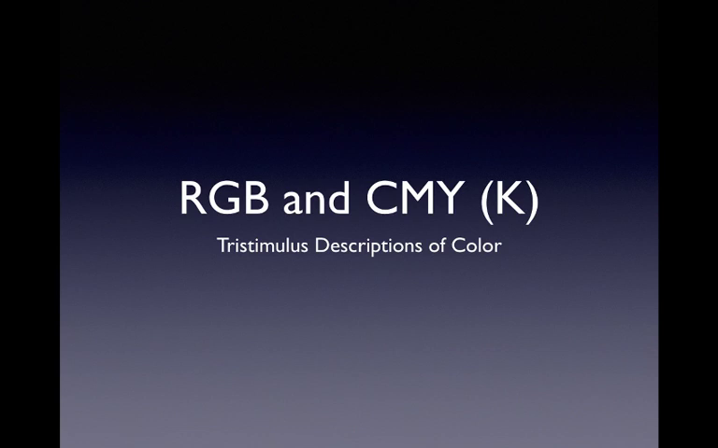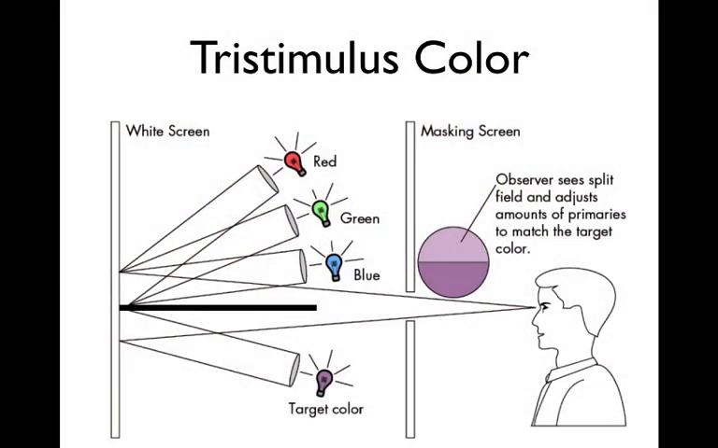So tonight we're going to start with a conversation about RGB and CMY. You'll see in parentheses K. We'll explain why that's in parentheses a little later on. These are both tristimulus descriptions of color. Don't let the word tristimulus bother you. It simply means three stimuli, and again, red is a stimulus, green is a stimulus, blue, and on and on.